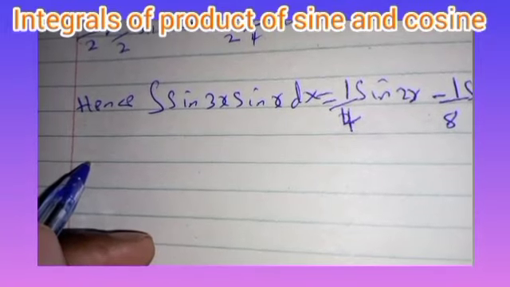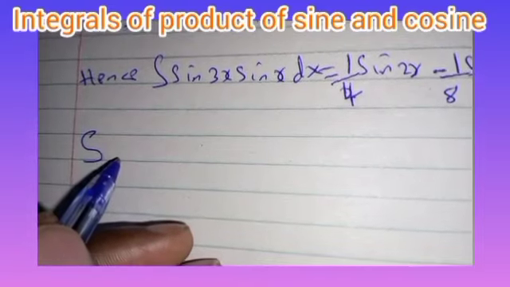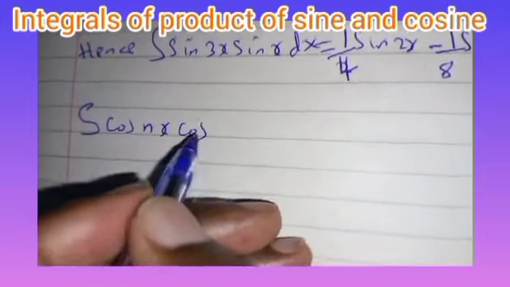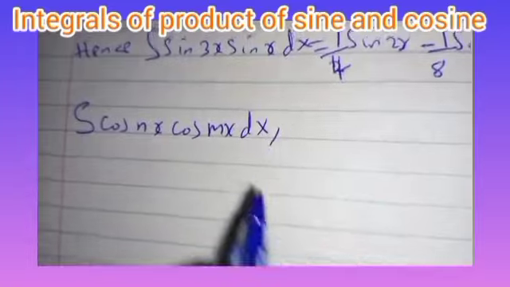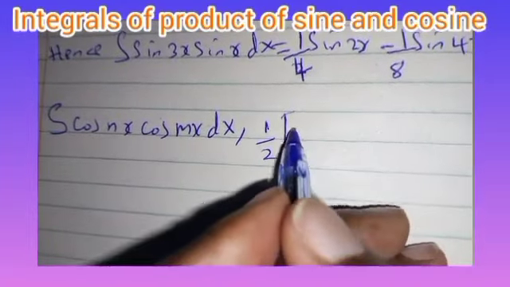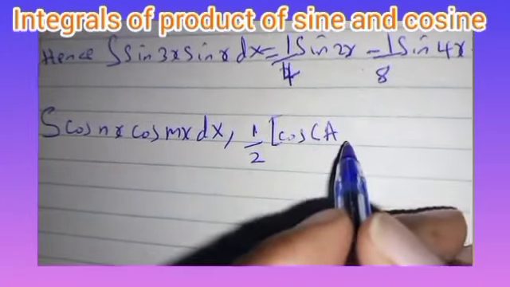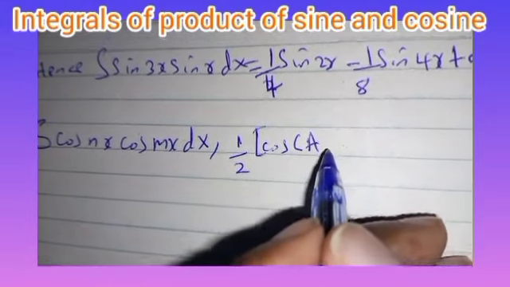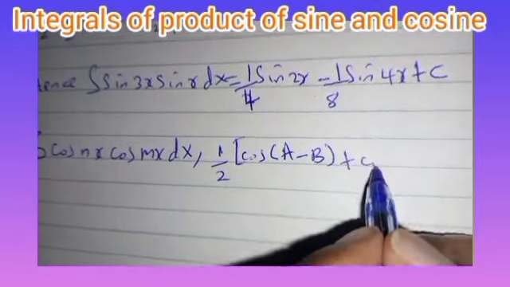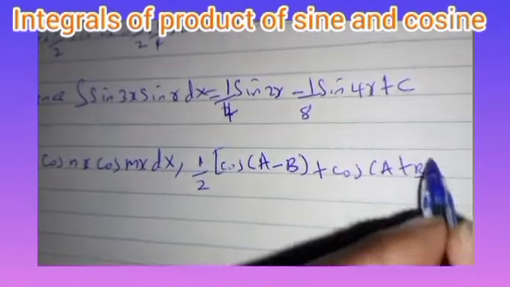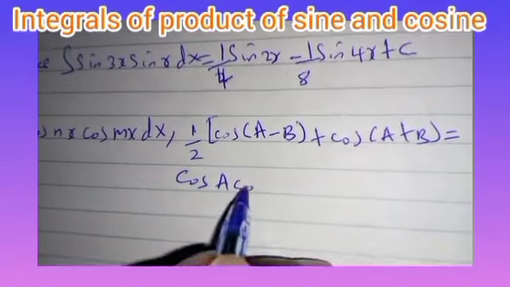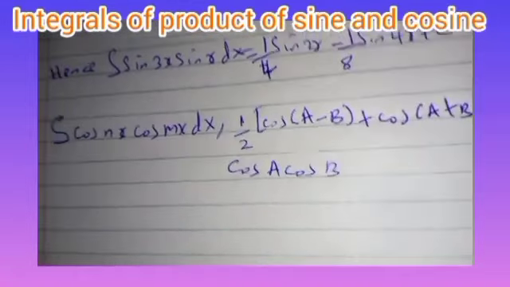Next, we consider the case whereby now you have cos of nx multiplied by cos of mx dx. How do we integrate that? We make use of this identity, half bracket cos of a minus b plus cos of a plus b is equal to cos of a multiplied by cos of b. So that is the identity we are going to use.